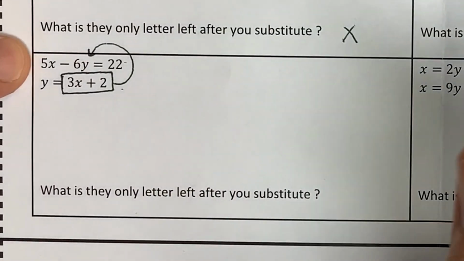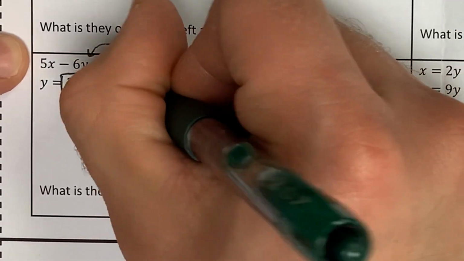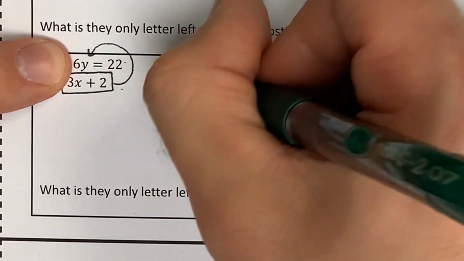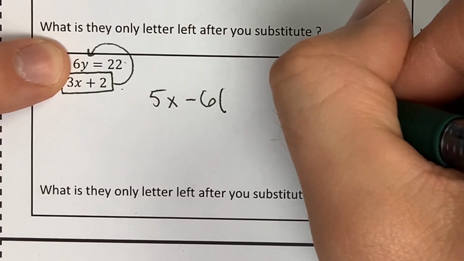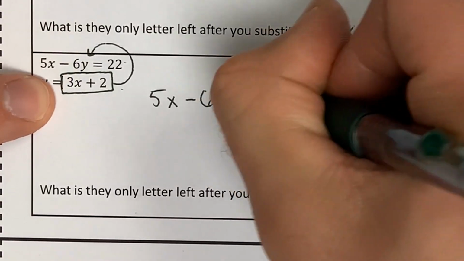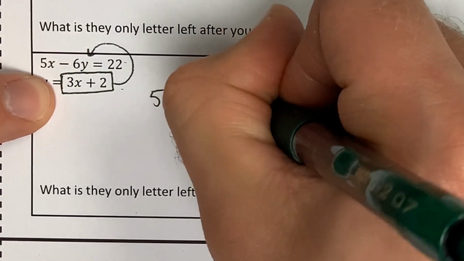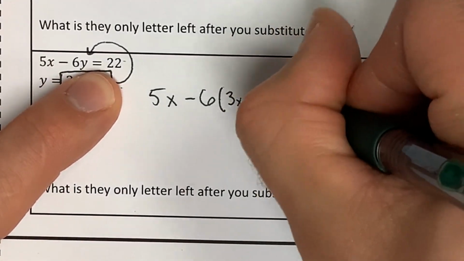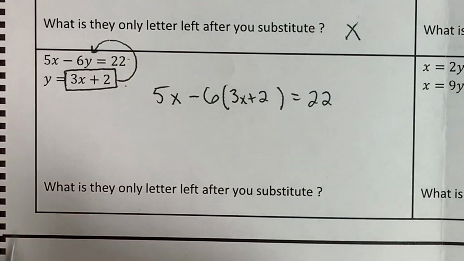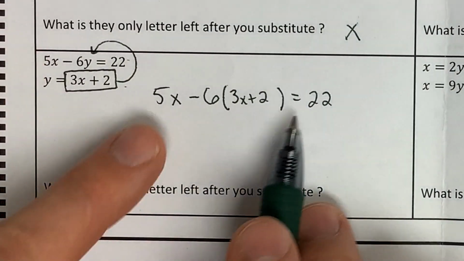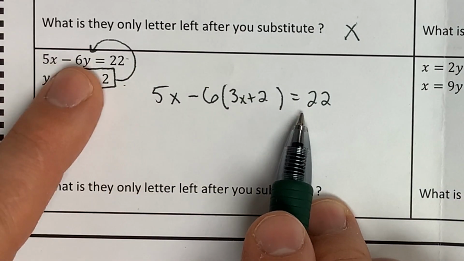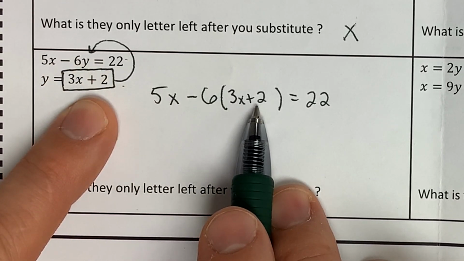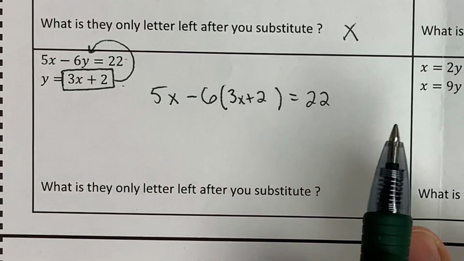So watch me here. I'm going to rewrite my top equation. 5x, nothing's happening yet. Minus 6, I'm rewriting exactly as is. Now instead of y, I'm going to open some parentheses, and I'm going to plug in this 3x plus 2. And then finish writing it out, equals 22. Notice, I took my top equation and I rewrote it exactly. The only difference is my y has been removed and my stuff has been substituted in, the 3x plus 2. And that's it. That's all you guys have to do.